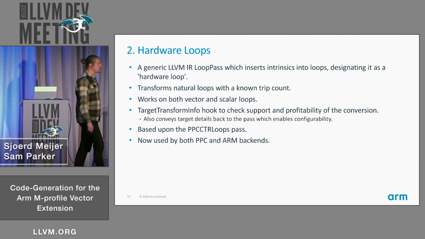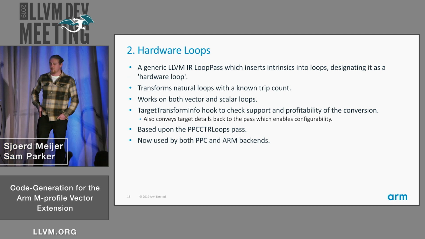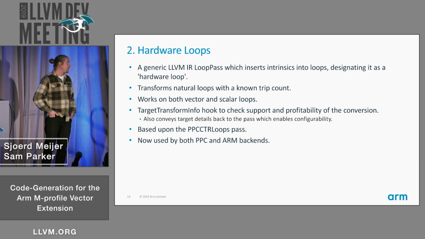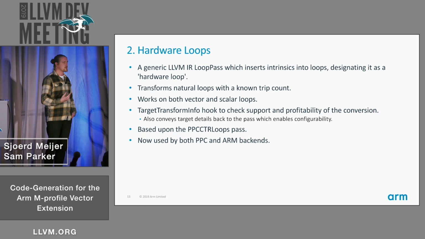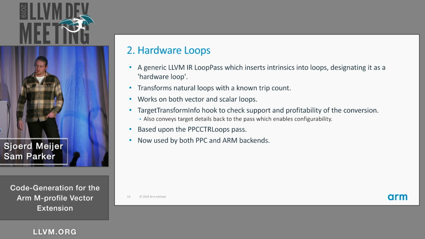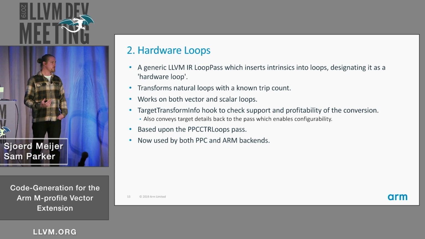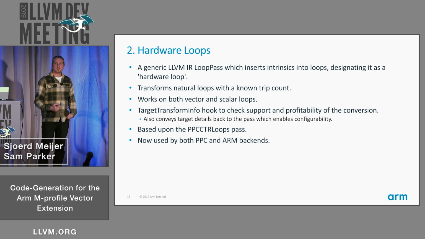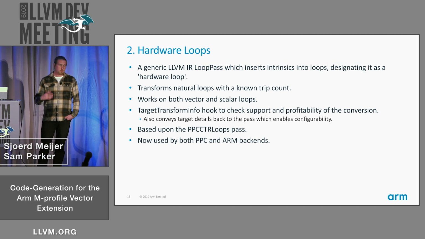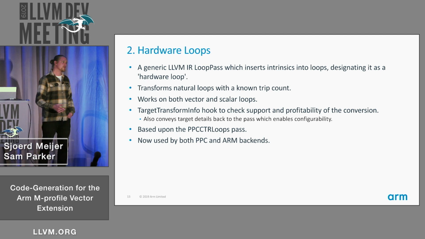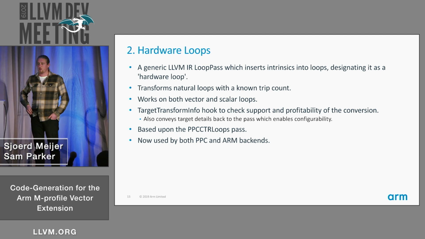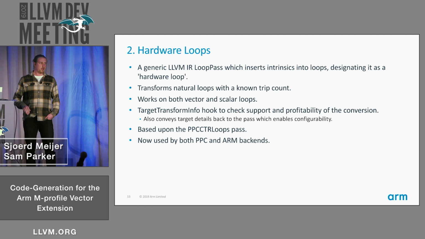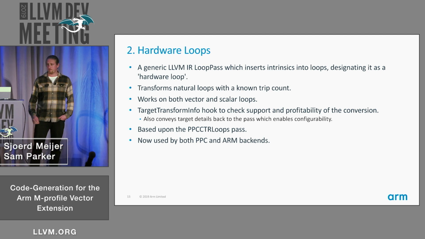So after vectorization, we have the hardware loop pass. This is a generic LLVM IR loop pass, and we're going to be inserting intrinsics in and around the loop to designate it as a hardware loop. And we're going to be transforming natural loops with a known trip count, and we'll be using scalar evolution to find that trip count. This pass works on vector and scalar loops, and again, we use TTI to query the backend to see if this feature is supported and whether it is profitable. And the code was originally based on a PowerPC pass, but now PowerPC and ARM use this generic framework.